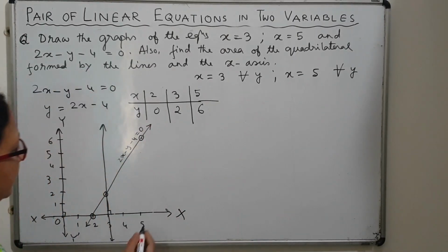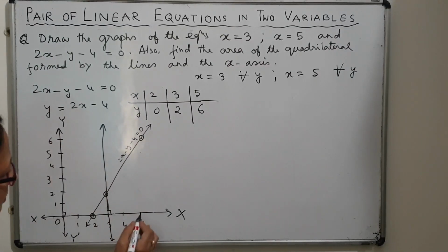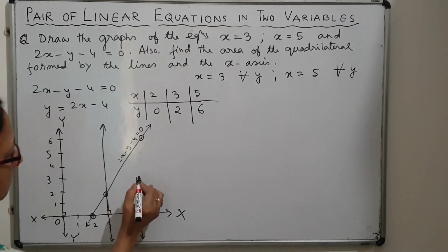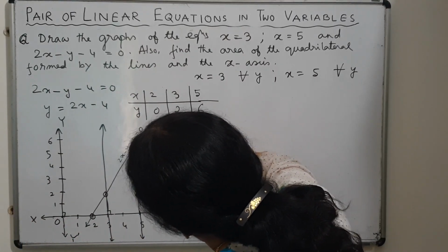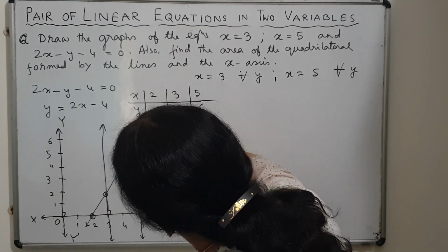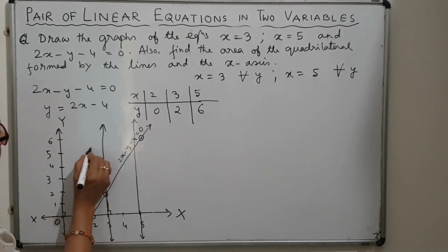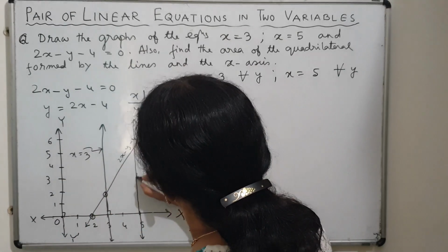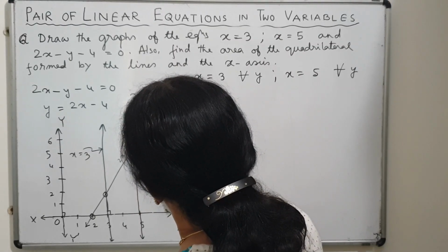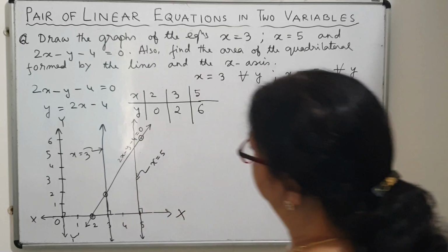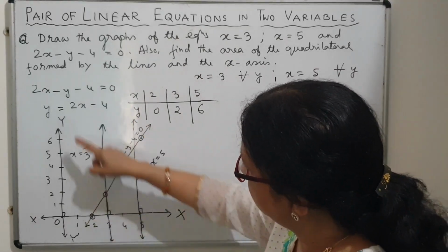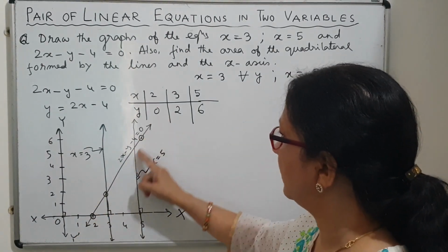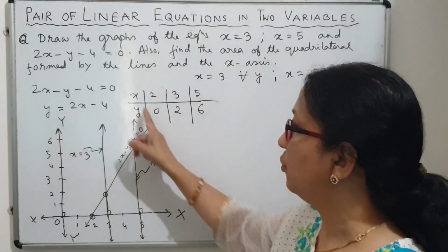Similarly, x is 5 will be another line parallel to the y-axis through 5. Draw a line parallel to the y-axis. Okay. So this is your x is equal to 3 and this line is x is equal to 5. These two lines are parallel to the y-axis and perpendicular to the x-axis. And this is the graph of the linear equation in two variables.